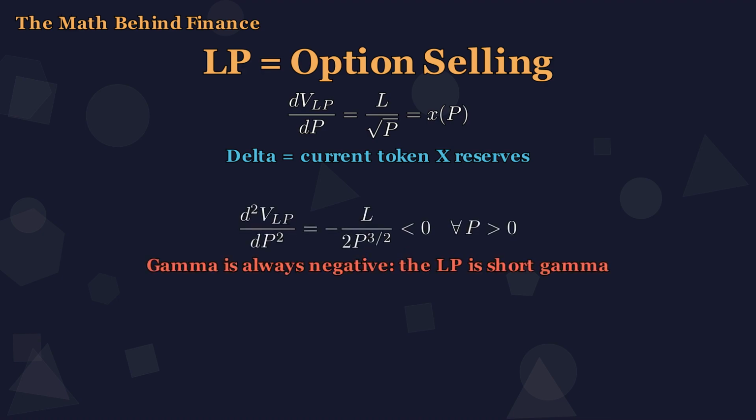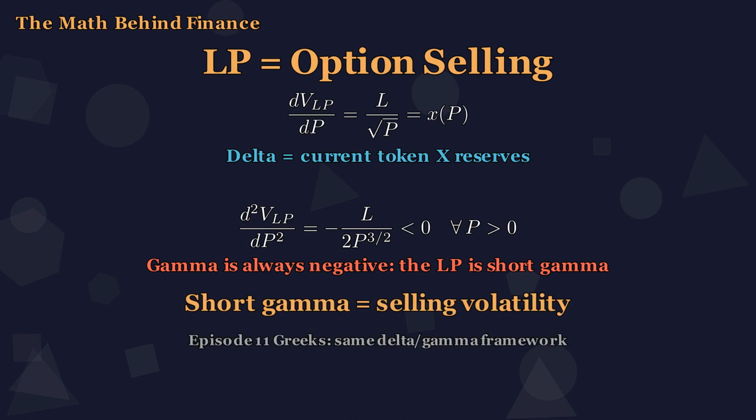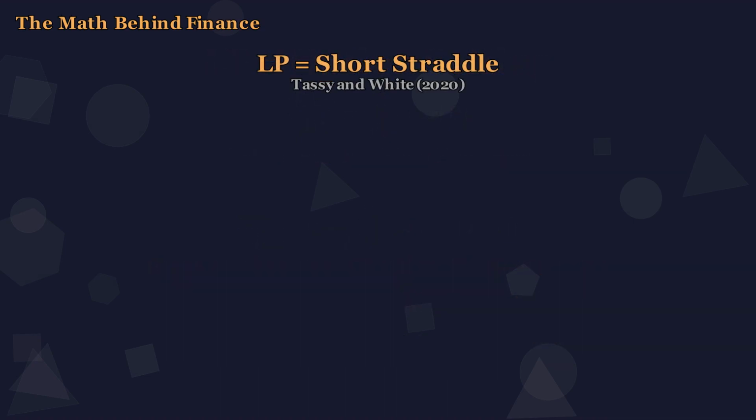Now the second derivative, gamma equals negative L over 2P to the 3/2. This is strictly negative for every positive price. The LP is always short gamma. In the language of episode 11, that means the LP is selling volatility. In 2020, Tassi and White proved that LP cash flows in a feeless constant product market are asymptotically equivalent to a continuously rebalanced short straddle.